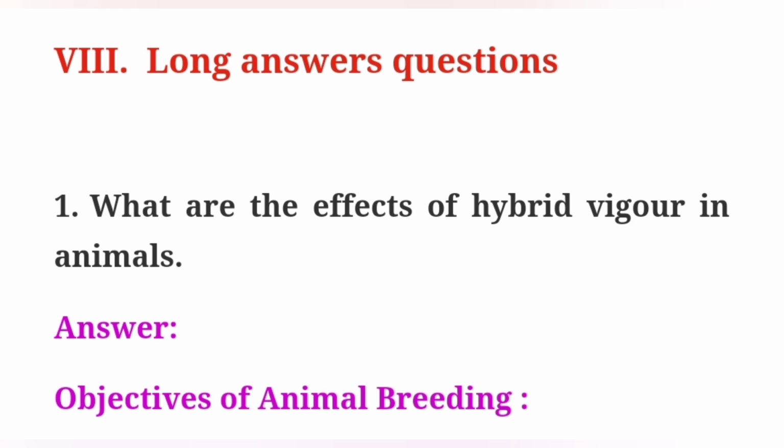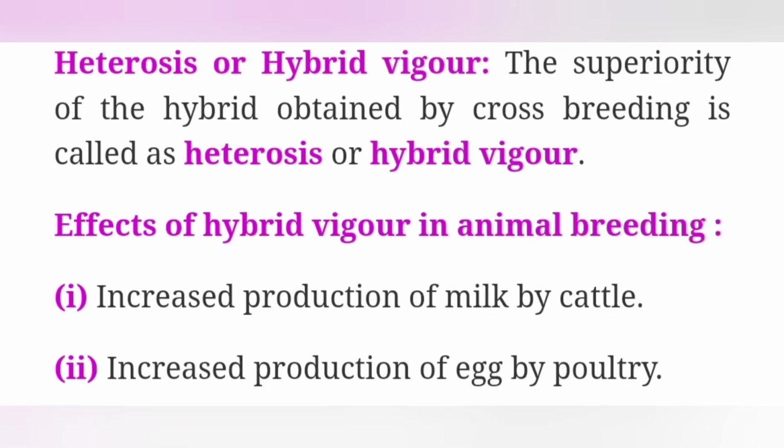Eighth Roman letter, long answer questions. First one, what are the effects of hybrid vigor in animals? Answer, objectives of animal breeding. Heterosis or hybrid vigor. The superiority of the hybrid obtained by crossbreeding is called heterosis or hybrid vigor. Effects of hybrid vigor in animal breeding.